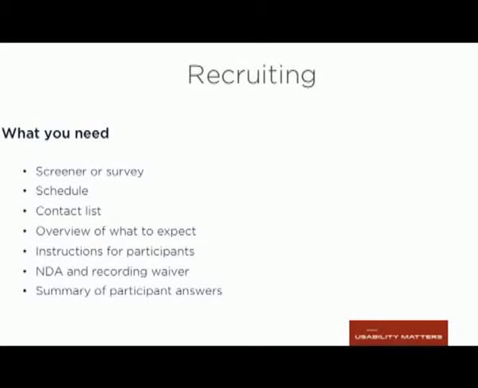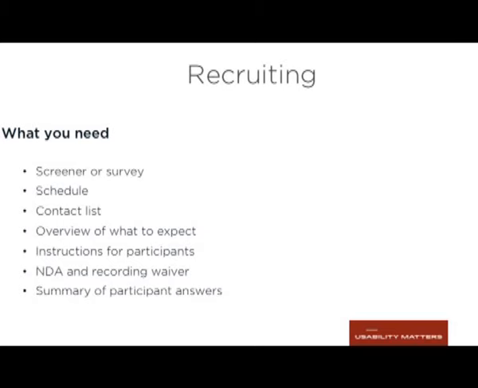So once you have people who have qualified using your screener or your survey, there's a bunch of other things that you'll need to get organized as part of the recruiting. First of all, they need to be scheduled. You'll need to get things like their contact information so you can stay in touch with them and give them updates.